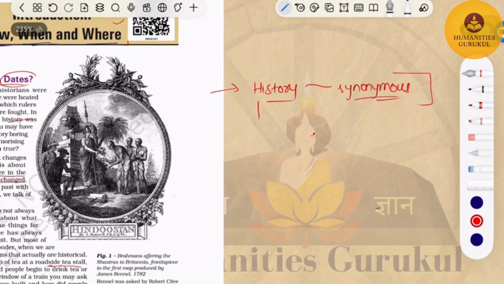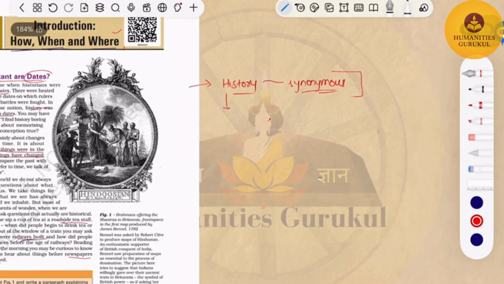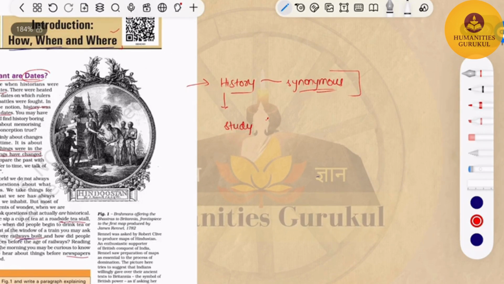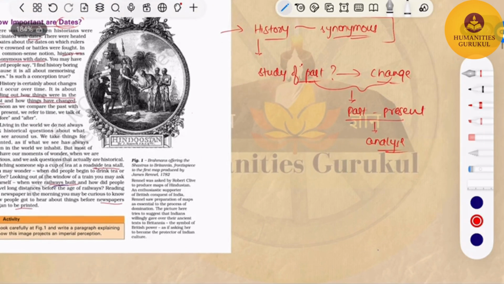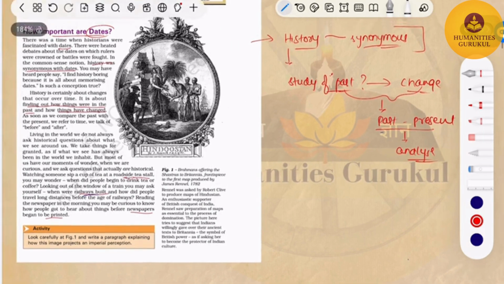If we discuss the basics of history, history is simply the study of the past. Why? We try to understand the changes over time so that we can compare the past to the present and analyze the development. Studying history is also linked with interpretation, that is, how we are seeing history.